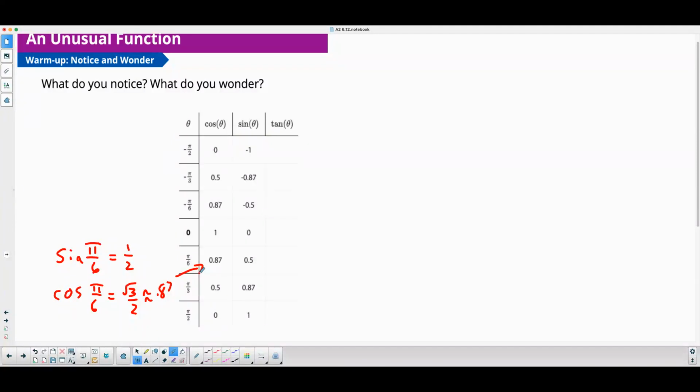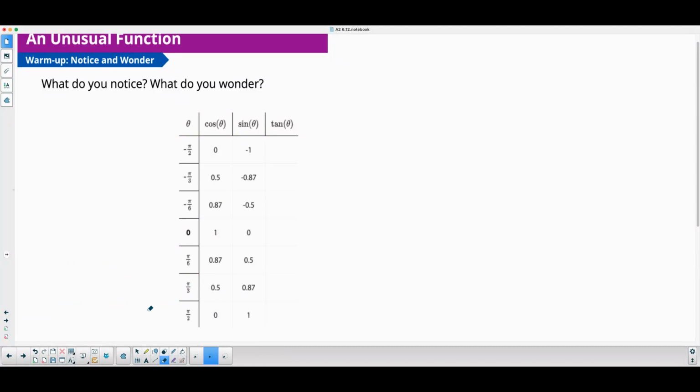You could get them off the unit circle, convert them to decimals, or you could, I guess, get them from just typing in sine of pi over 6 and cosine of pi over 6 and all those angles into your calculator. You just got to make sure that you're in radian mode before you do that. But those are the values there in decimal form. We're going to put them in decimal form because they'll be easier to graph.